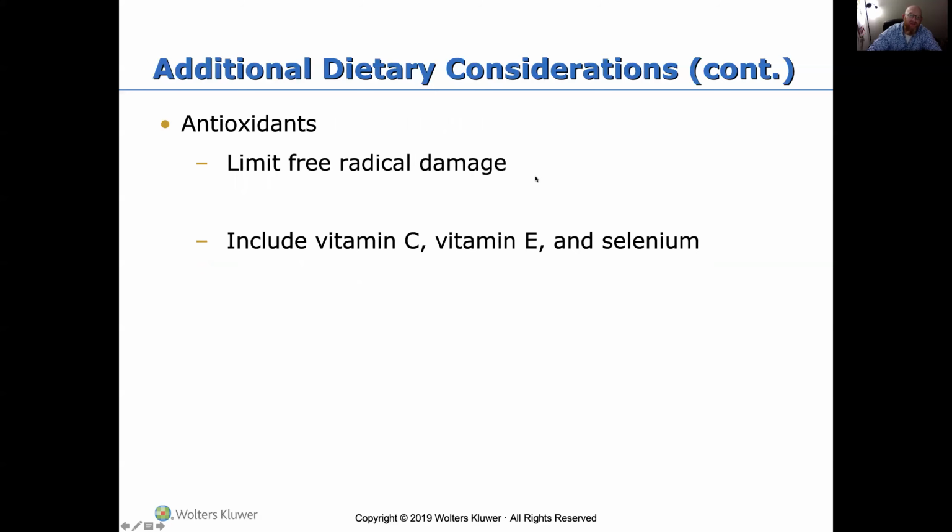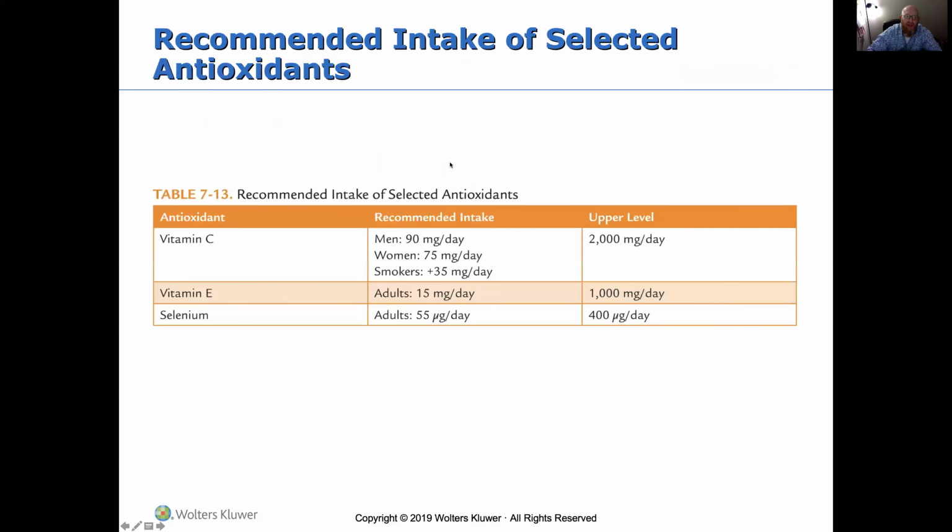Antioxidants, what they do is limit free radical damage. We talked about these a little bit already. Antioxidants include vitamin C, vitamin E, and selenium. And here is the recommended intake for these. I'm not going to even ask you this or run through these. Vitamin C is good for us. One thing to note, if you're a smoker, whether male or female, they tell you to up your vitamin C by 35 milligrams a day. So you're trying to cut down on the detriment of smoking by adding 35 milligrams a day of vitamin C.